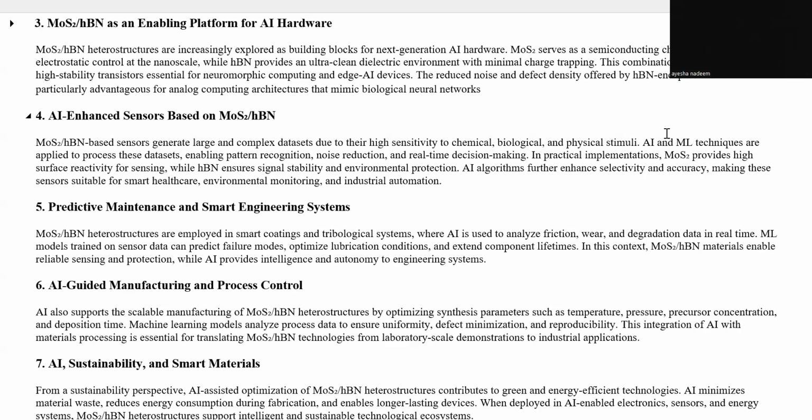AI also supports the scalable manufacturing of molybdenum disulfide and hexagonal boron nitride heterostructures by optimizing synthesis parameters such as temperature, pressure, precursor concentration, and deposition time. Machine learning models analyze process data to ensure uniformity, defect minimization, and reproducibility. This integration of AI with materials processing is essential for translating molybdenum disulfide and hexagonal boron nitride technologies from laboratory scale demonstration to industrial applications.